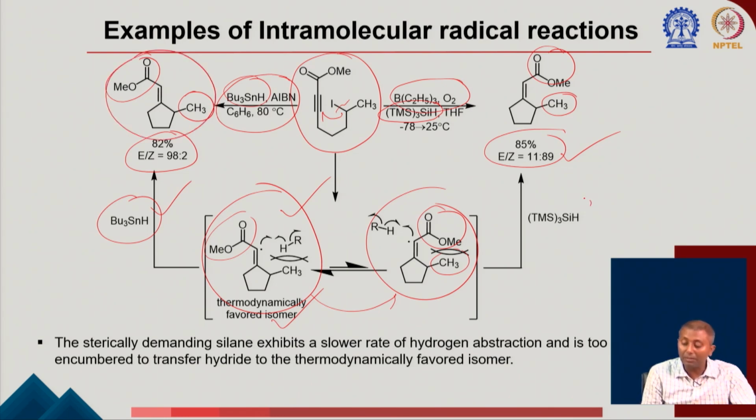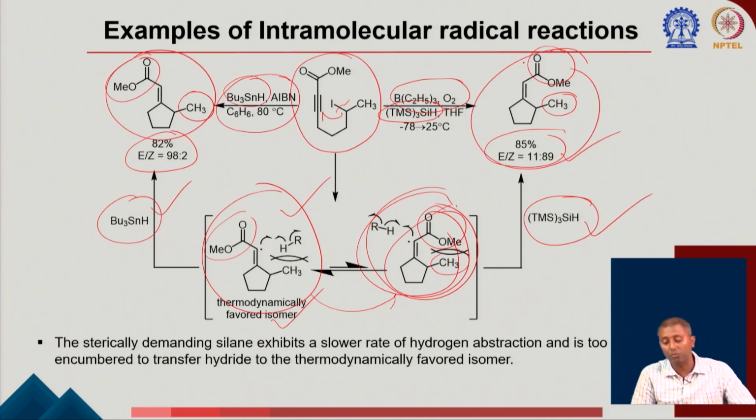But if you have a bulkier one here, then it is going to go from this particular intermediate, because it cannot go from the other one, as this type of hydrogen donor is going to have a steric clash also. That is why it is going to abstract from here in the case of this particular silane, and it gets to this product as the major product.